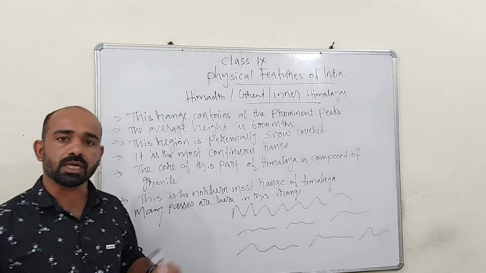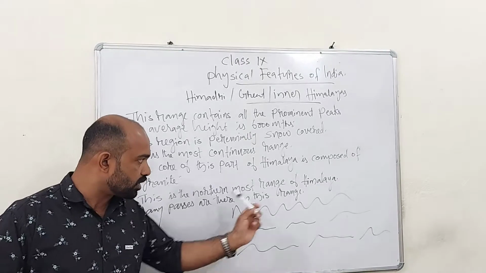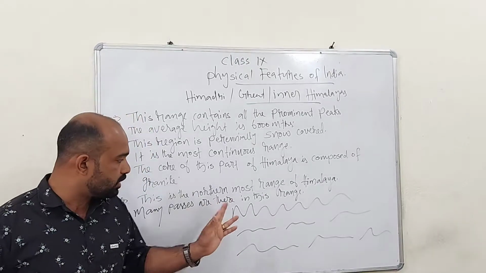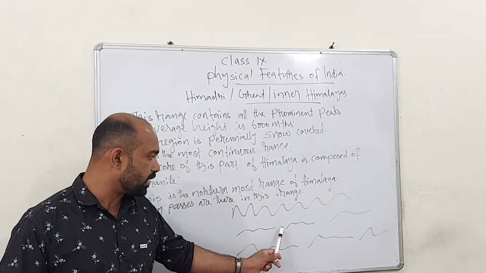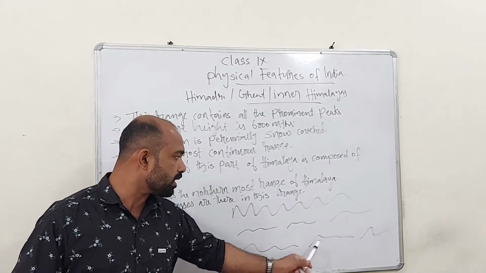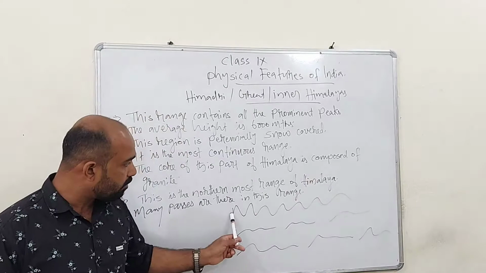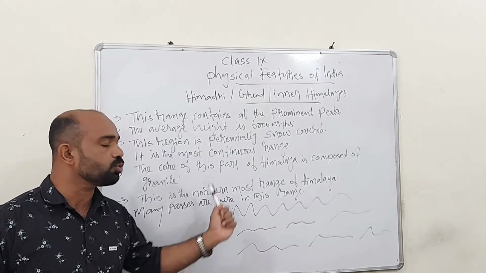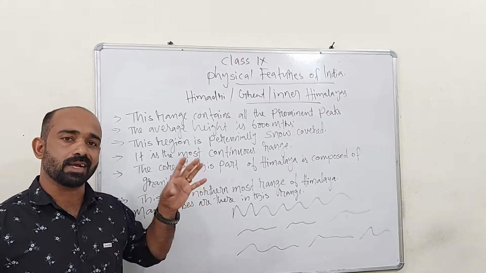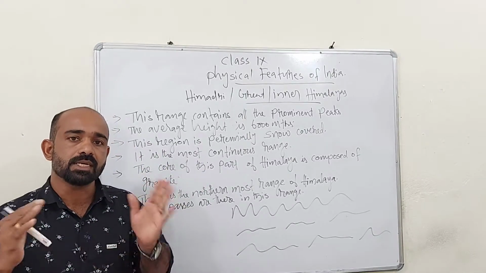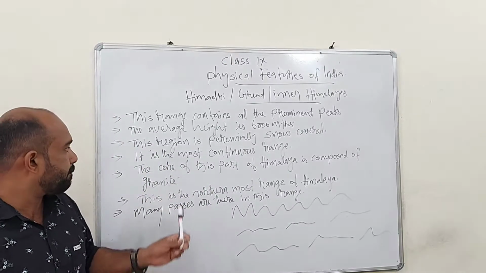And it is the most continuous range from west to east without any break. Here, as an example, you can see here is a break, here is a break, here is a break, and there is a break. But here, without any break, we can see it straight from west to east. It is the most continuous range of Himalaya.